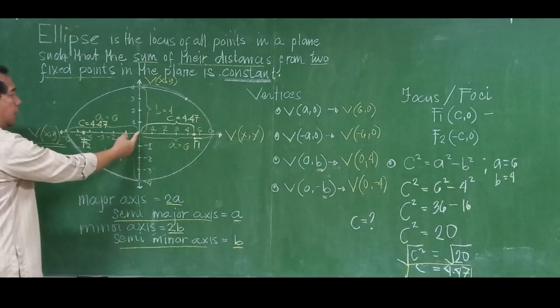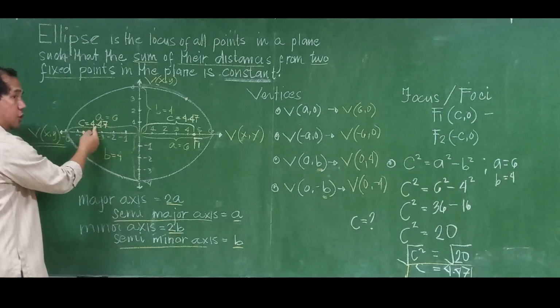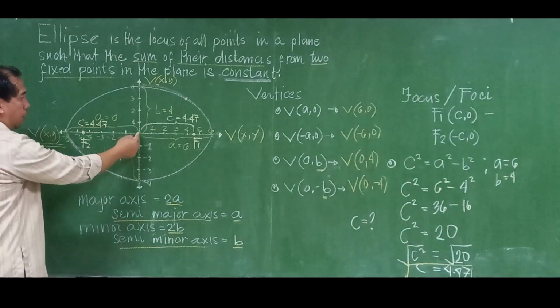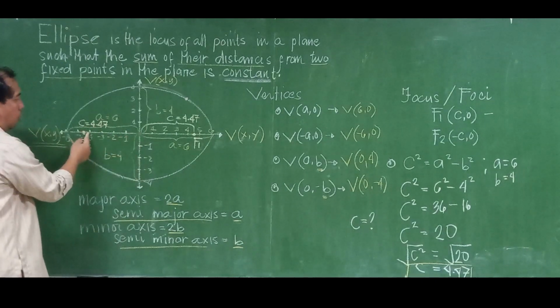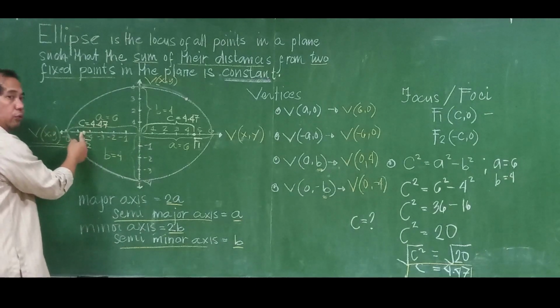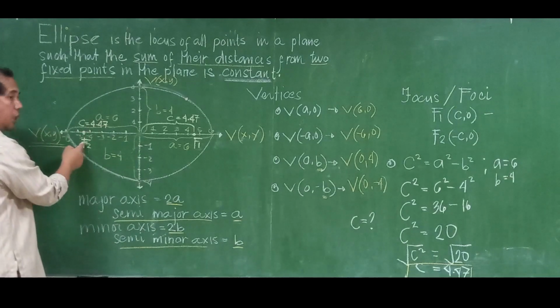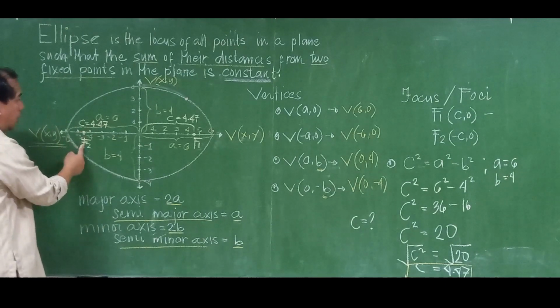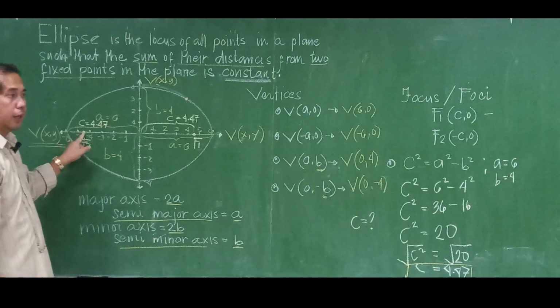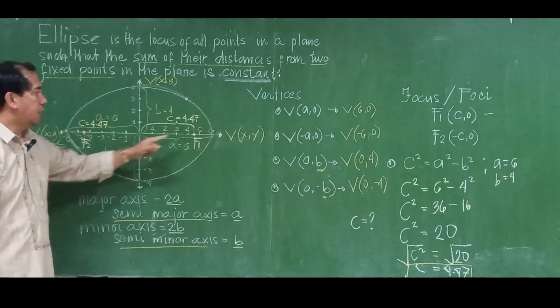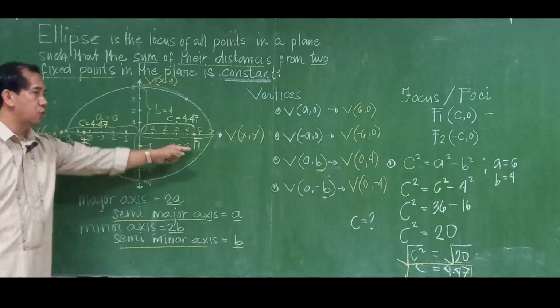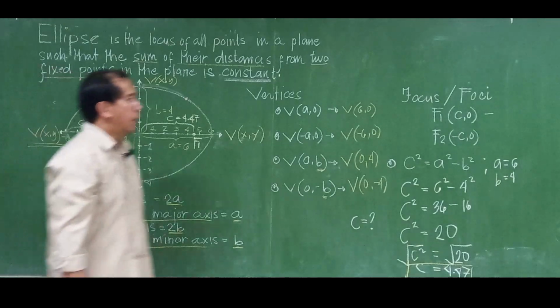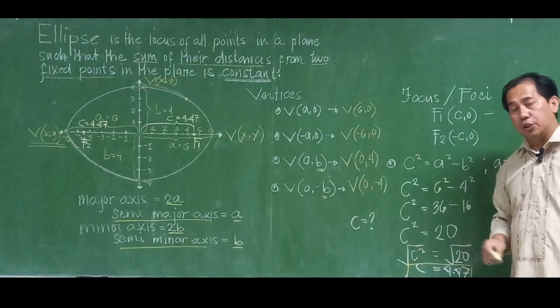We measure the C by having this 4.47. So from the center going to this one, more or less, that must be our 4.47, which is now our focus 2. Our focus 2 now is in here. Okay? Now, can we have the different coordinates of this focus 1 and focus 2? Yes. Why? Because we have now the value of C.